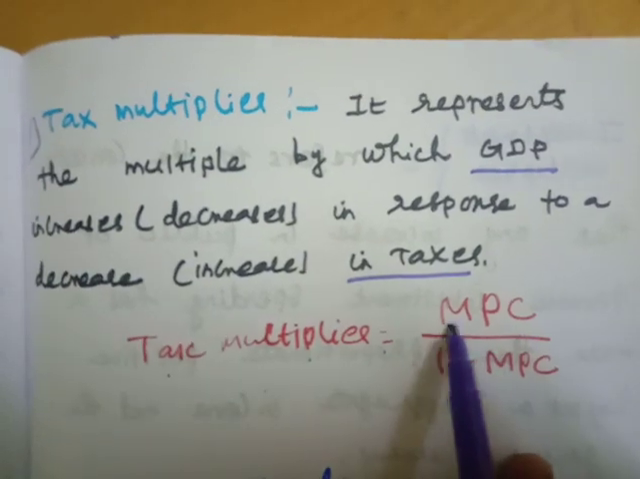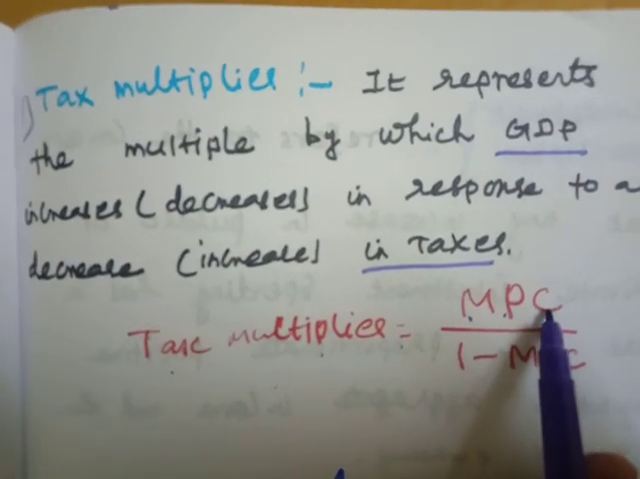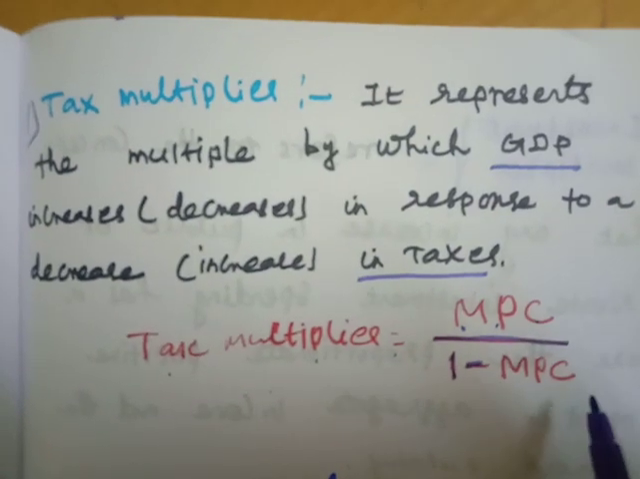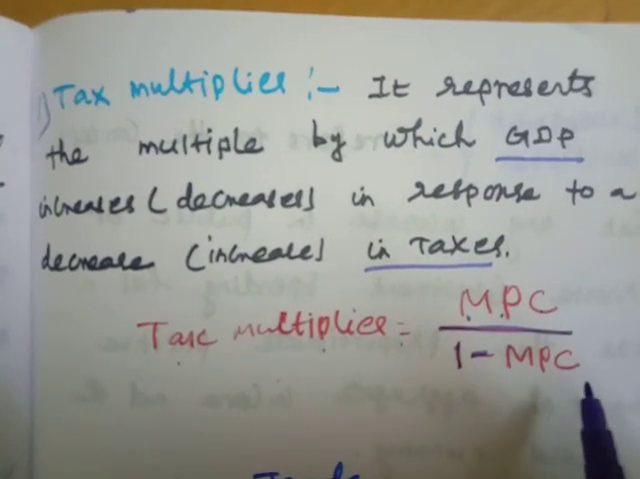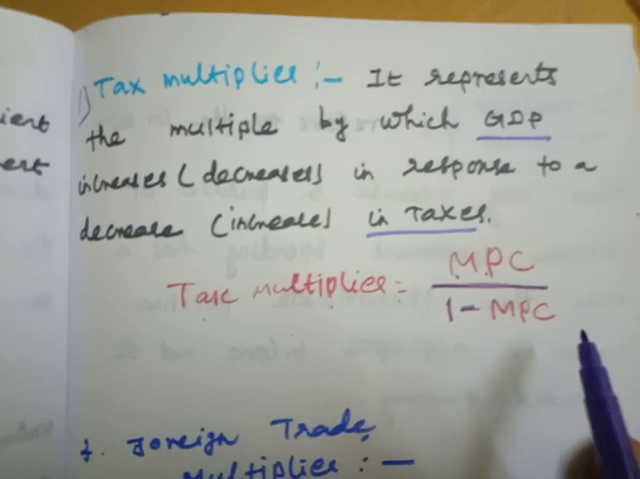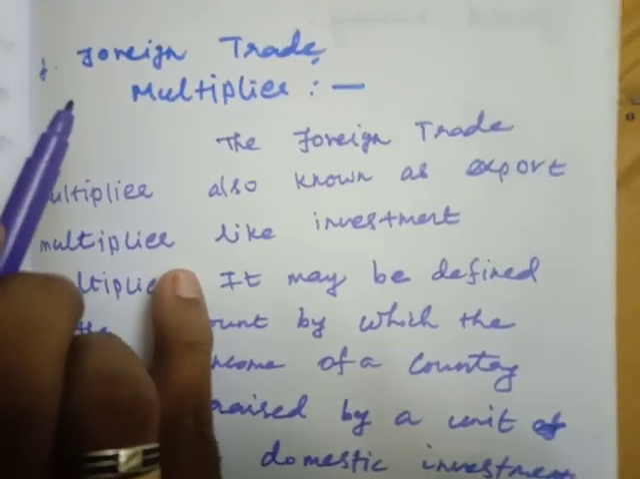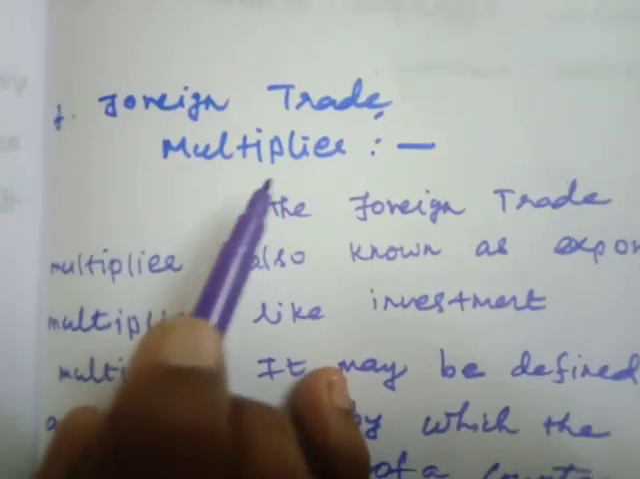The formula is: tax multiplier is equal to MPC, marginal propensity to consume, divided by 1 minus marginal propensity to consume. Later I will explain it. It will come in the 6th lesson or 7th lesson. We will explain later. And the next multiplier is known as the foreign trade multiplier.